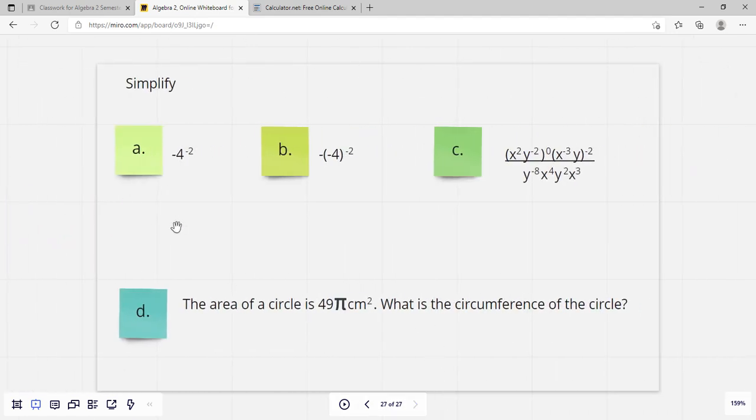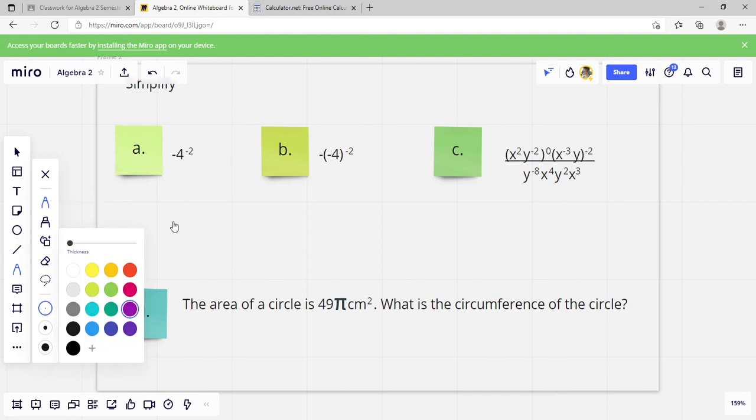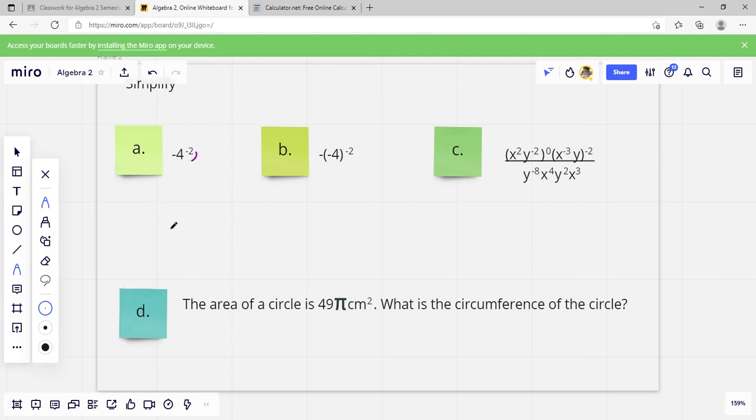Alright, first we're going to simplify these. So our first one is -4 squared. So what we're going to need to do is move that down to the bottom of our fraction. So we're going to put a 1 over it. 1 over -4 squared. Now if I wanted to cover this up, I could. So that means I'm going to do 4 times 4 is 16. Then put my negative on. So this is going to be -1/16.